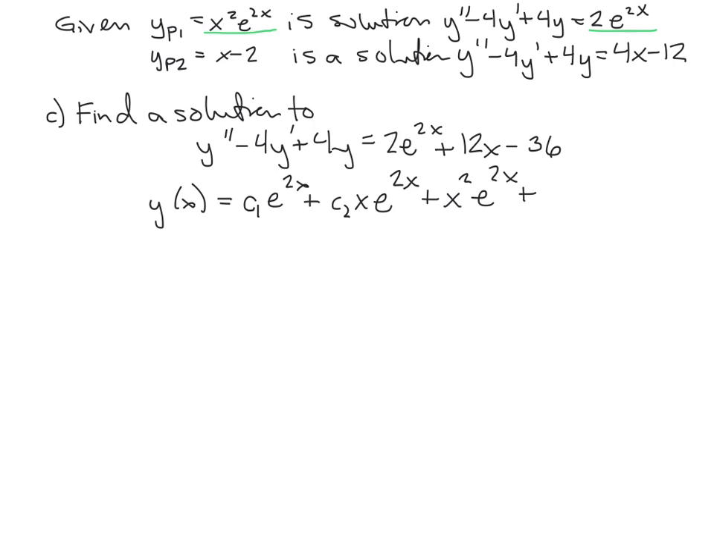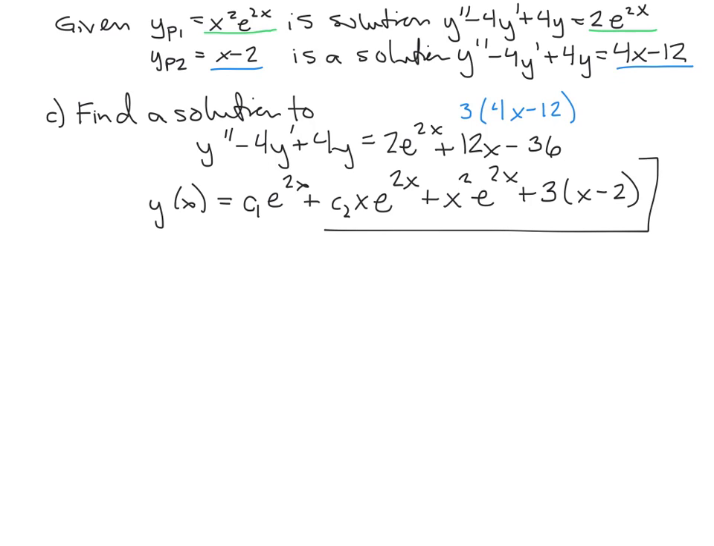Plus now we've got an x minus 2 going with 4x minus 12, and notice that what we have here is 3 times 4x minus 12. And so what we would add on for that part is 3 times that solution to that non-homogeneous differential equation. And that would be our solution to this one.